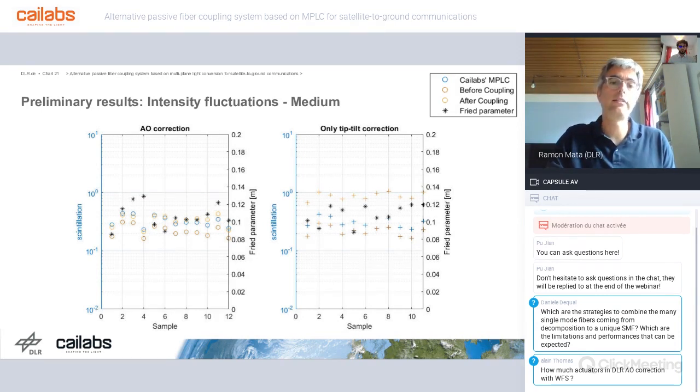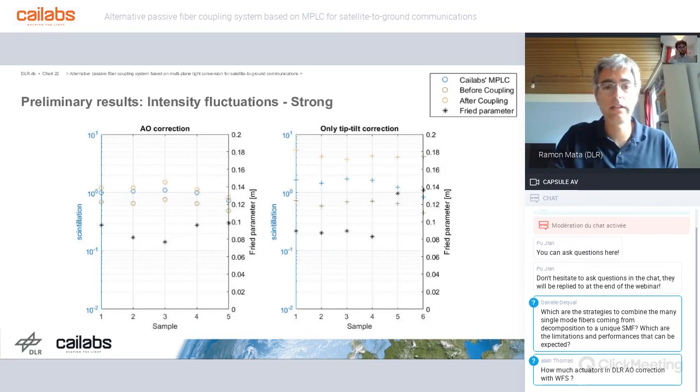So when we activate the adaptive optics system, we see that the yellow and the blue markers come closer. So we see here that the performance is also really similar. Sometimes one is a little better, sometimes the other one, but they are really similar, and we are quite close to the red circles. So in that case, both technologies are correcting the effect of the turbulence pretty well.